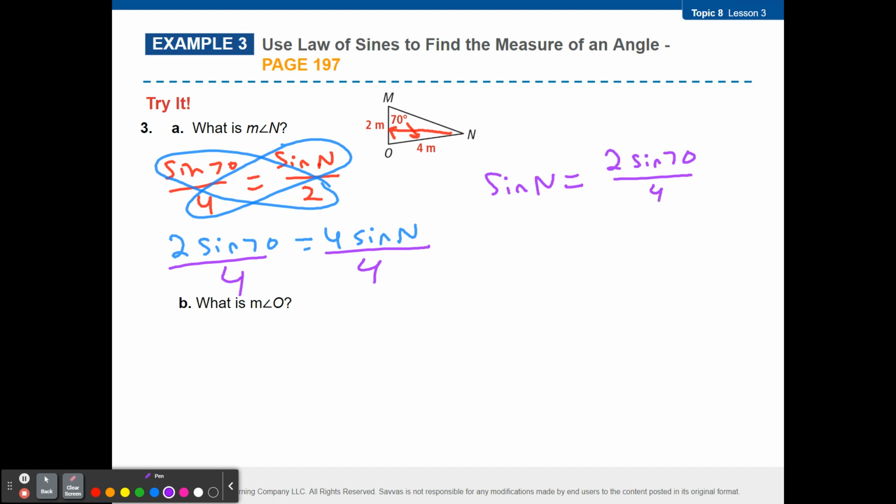From here, it's inverse. Now the measure of angle N will equal the sine inverse of 2 times the sine of 70 degrees over 4, close your parentheses. And when you get that, the measure of angle N is about 28 degrees. I think it was like 28.00 something, right? Yeah. And then what's the measure of angle O? That one's easy after this.